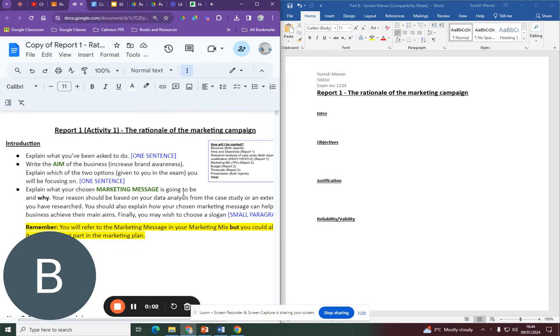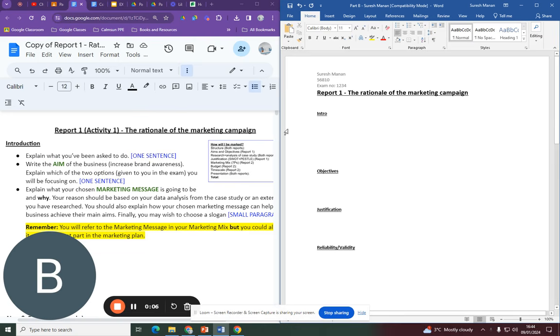Writing the introduction to your report one. So hopefully in your two sides of notes, you'll have written a marketing message, because what I've said is it's a good idea to put a marketing message as part of your introduction. In your introduction, you're just going to explain in one sentence what you've been asked to do, what the aim or aims of the business are, and explain which are the two options. I'm going to choose the one about social media, explain what your marketing message is and why you've chosen that marketing message. So if you just bear with me, you'll see that appear.